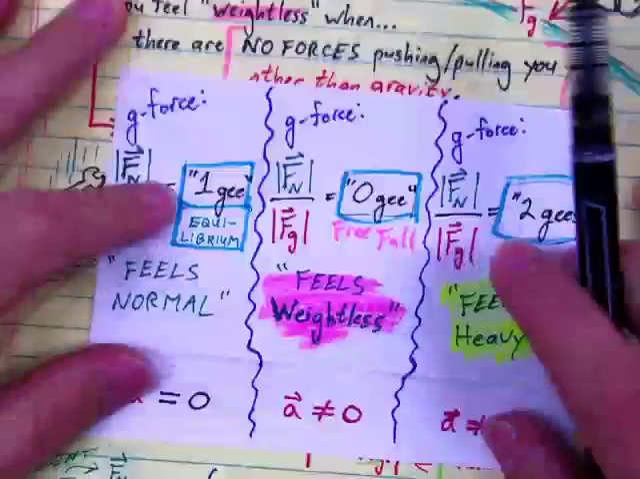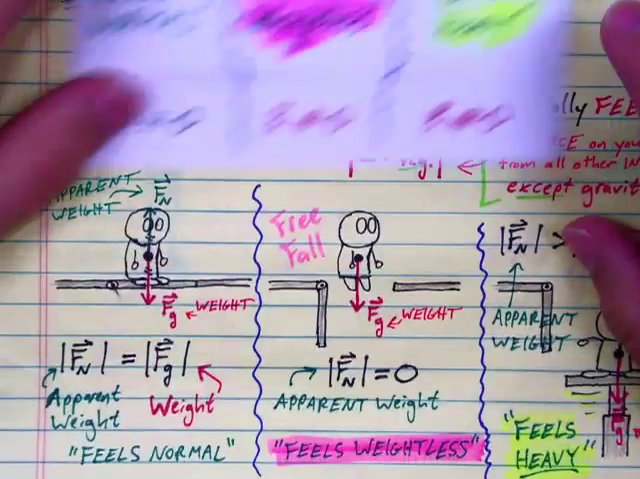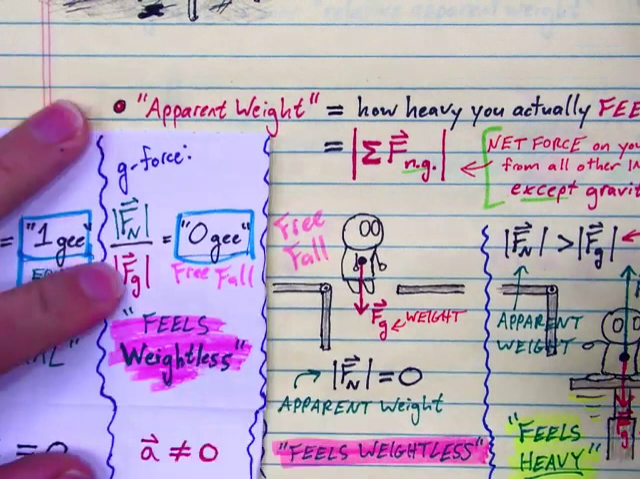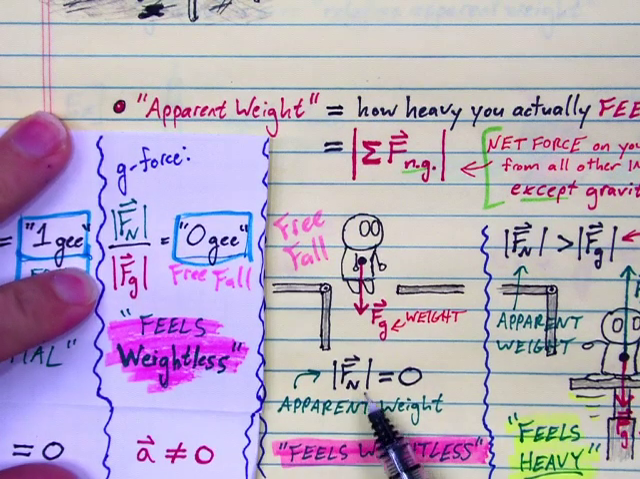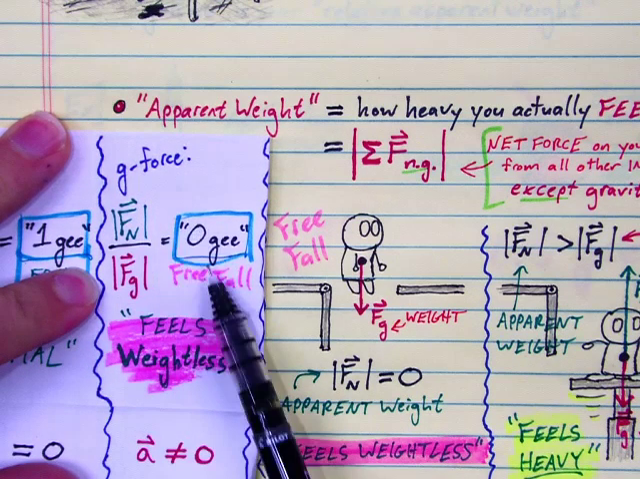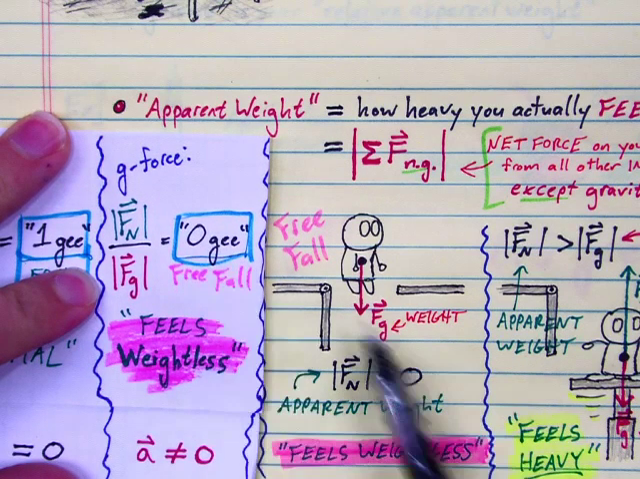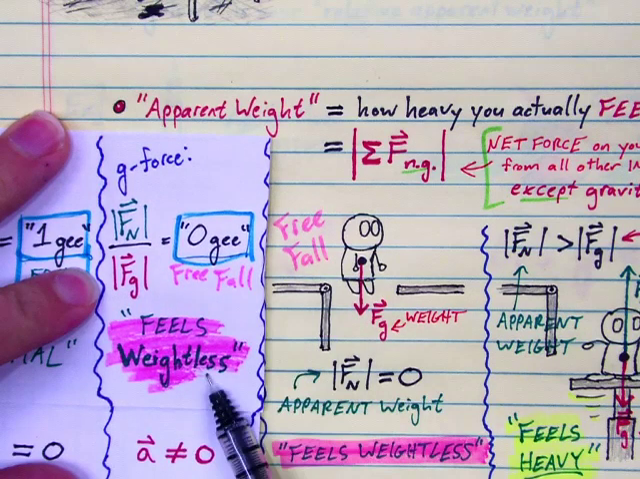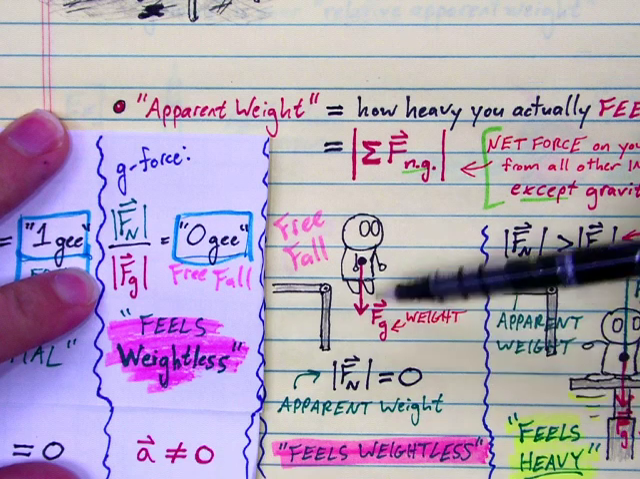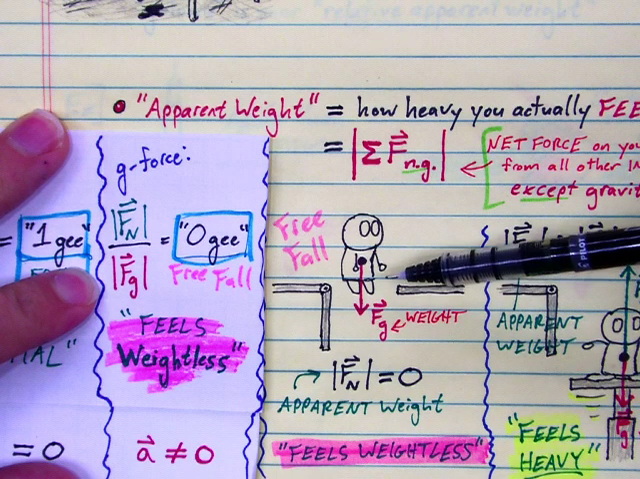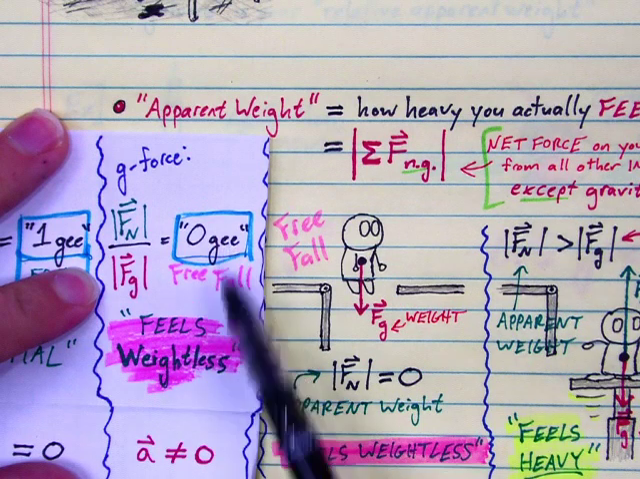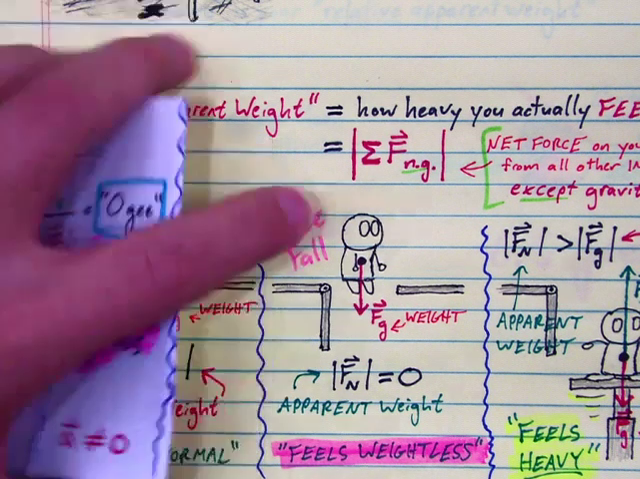If, on the other hand, you are in this state of free fall, where your apparent weight is 0, then this ratio of apparent weight to weight is 0. So the g-force here is 0 g's. Free fall means you're in 0 g's, feeling weightless, but note that you are accelerating. The force of gravity is still there. You still have a weight, so you're still accelerating, but you don't feel it. You're in 0 g, you're feeling weightless. That's free fall.